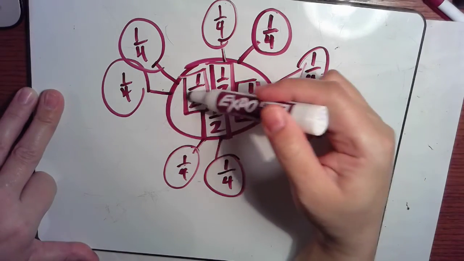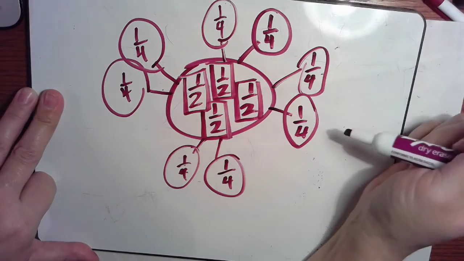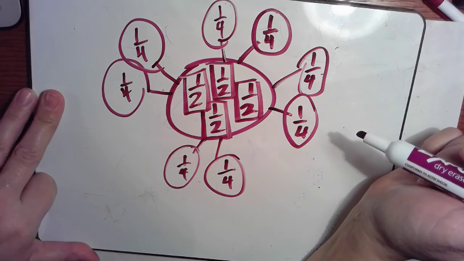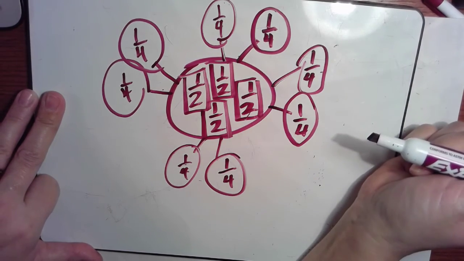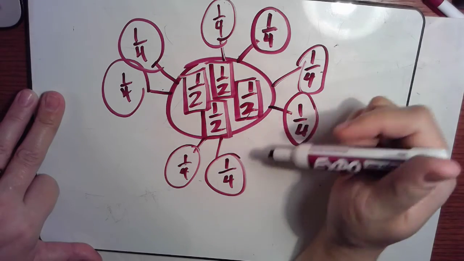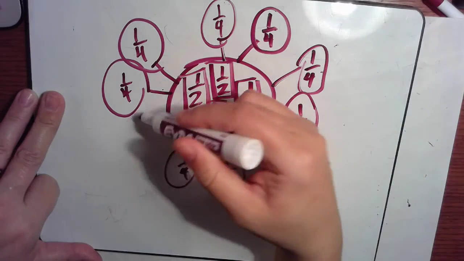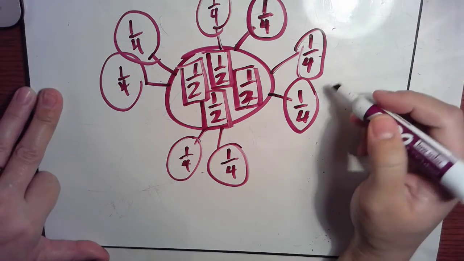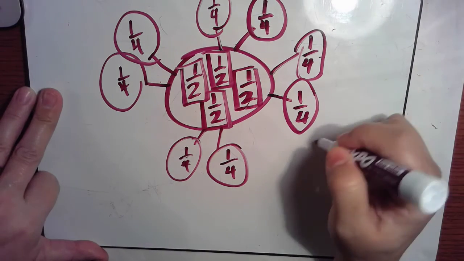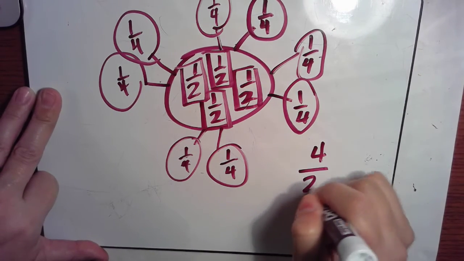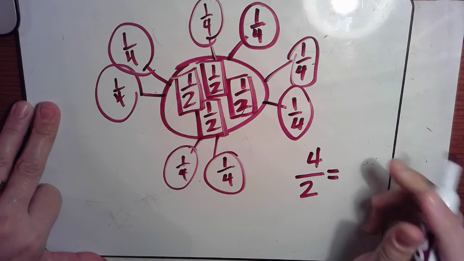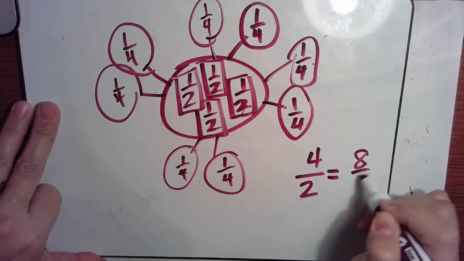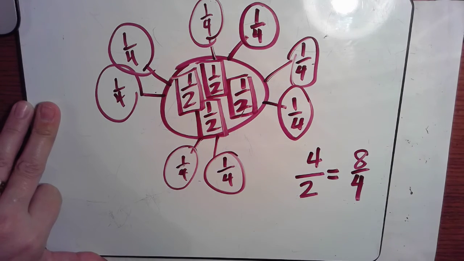So I kind of connected them so they're by each other. If we have 4 halves, how many fourths is that worth? 2, 3, 4, 5, 6, 7, 8. So we could say 4 halves is equivalent to 8 fourths.